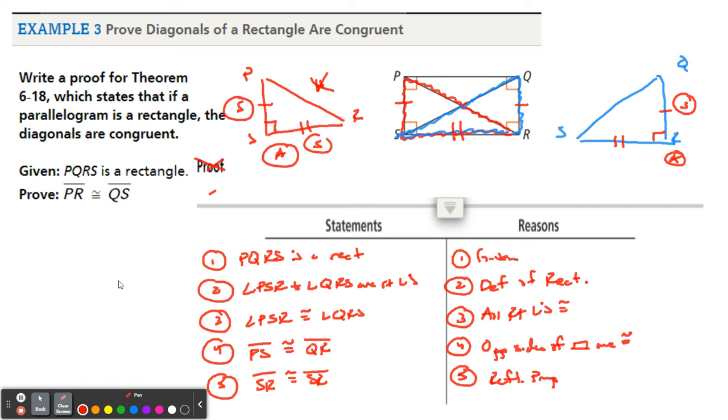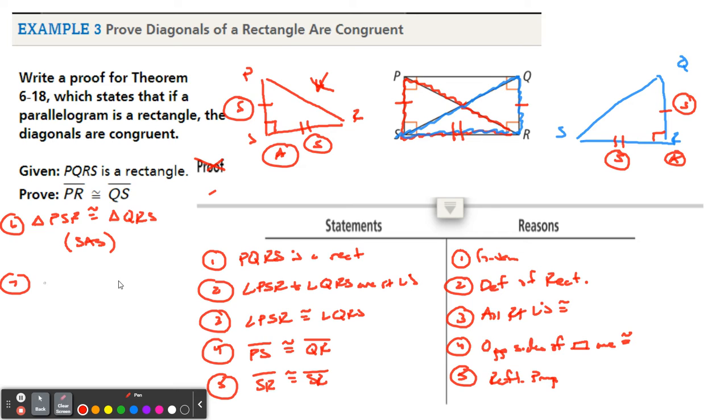So again, now that I have those sides marked congruent, you can tell that these 2 triangles are congruent by side angle side. So my 6th step, I'm going to say that triangle PRS is congruent to triangle QRS. I'm sorry, PSR. Sorry. Correspondence is important. Triangle PSR is congruent to QRS, PSR, QRS. That is by side angle side congruence.